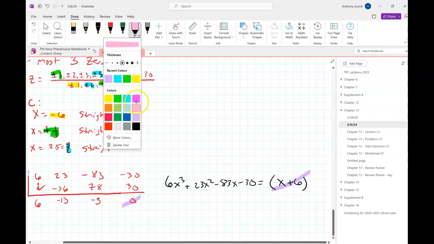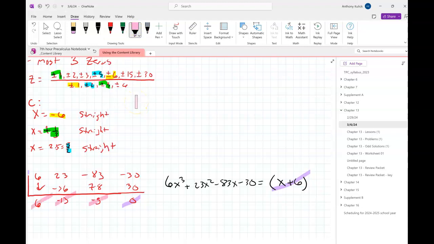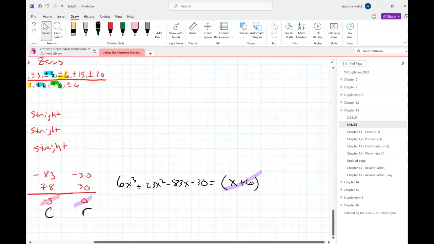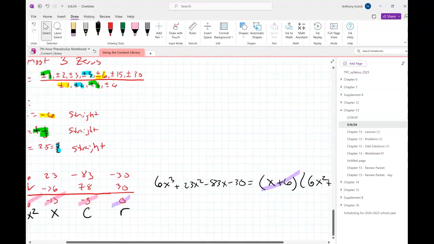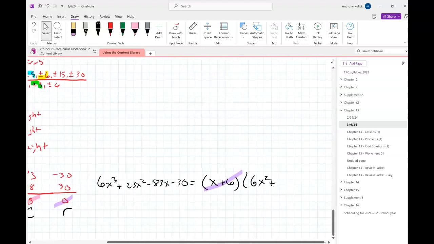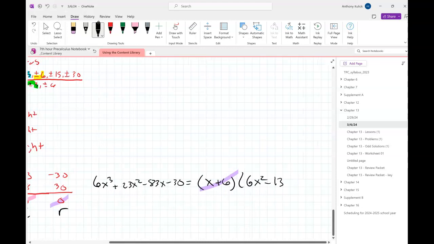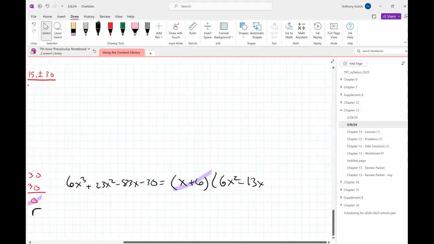The other factor then has to come from this. So reading from right to left, remainder, constant, x squared, and then it just keeps going up 1 degree as you go to the right. So my other factor has to be 6x squared minus 13x, and then minus 5.